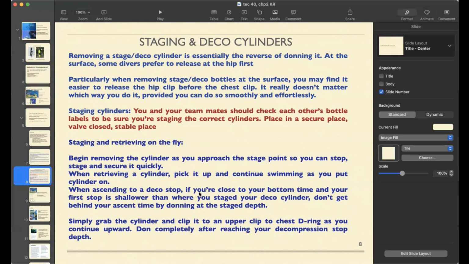When ascending to a deco stop, if you are close to your bottom time and your first stop is shallower than where you are staged, don't get behind on your ascent time by stopping at the stage depth. Don't worry about doing everything immediately, like taking the tank and clipping it, but keep moving so you don't miss your bottom time. Simply grab the cylinder and clip it to the upper clip at the chest ring as you continue upwards. Settle down completely after reaching the decompression stop depth.